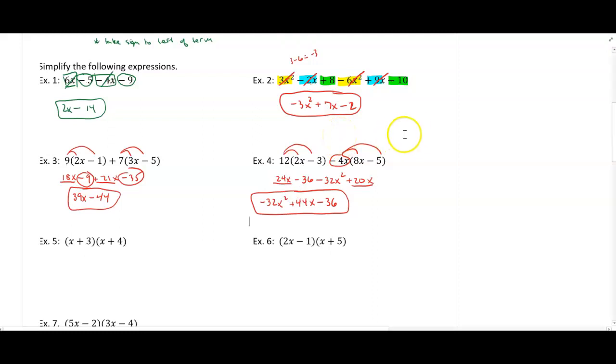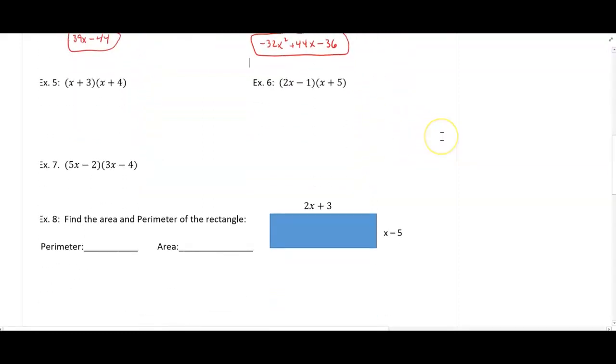Okay. Now, the next one. You guys might remember this is foiling. Okay.